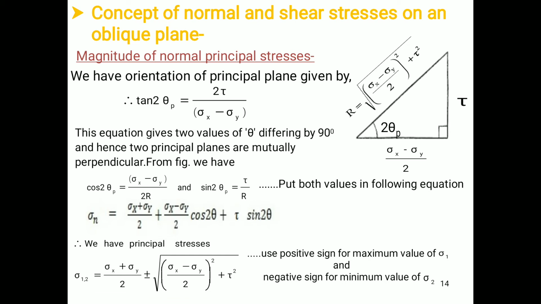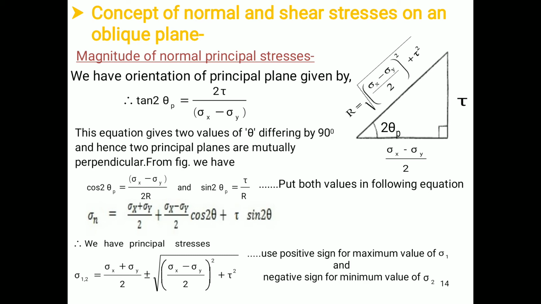So what it indicates is the magnitude of the principal stresses which act on the principal planes. It shows that we use a positive sign for the maximum value, sigma 1, and a negative sign for the minimum value, sigma 2. This plus or minus symbol is very important, because one principal stress has the maximum magnitude and the remaining principal stress will have the minimum value. By using this formula we differentiate the maximum and minimum values. So this is all about the location of the principal planes and the magnitude of principal stresses.